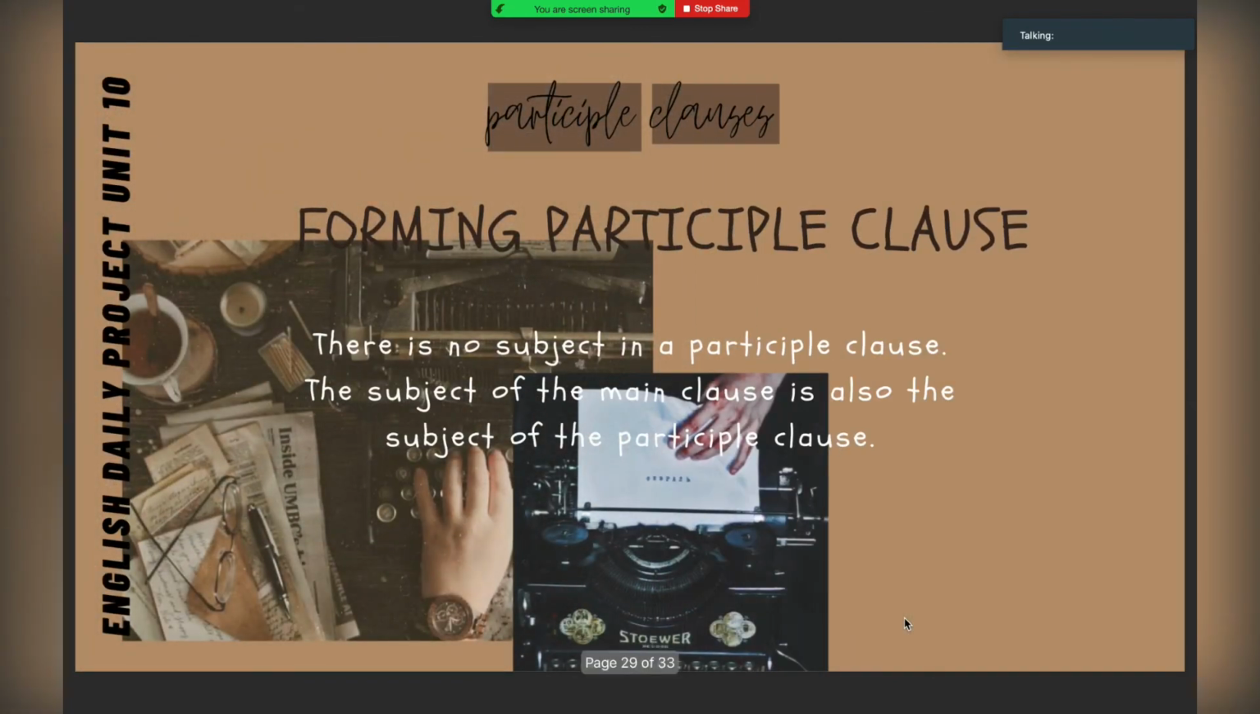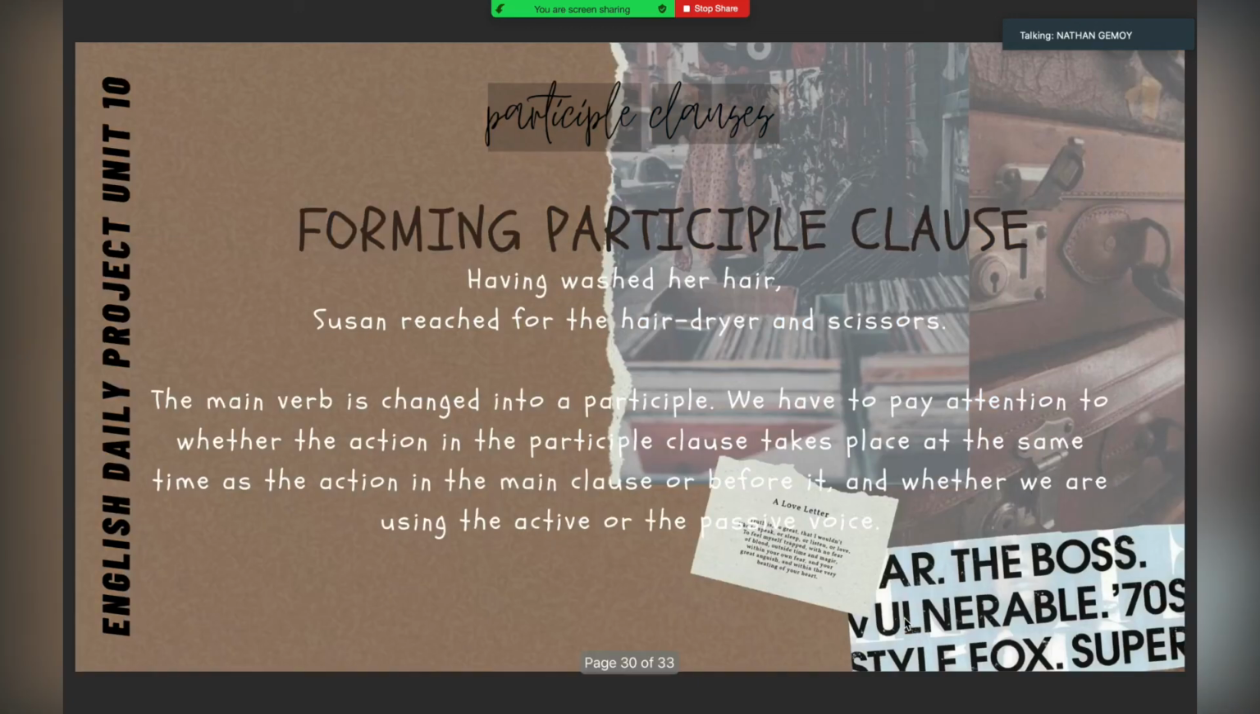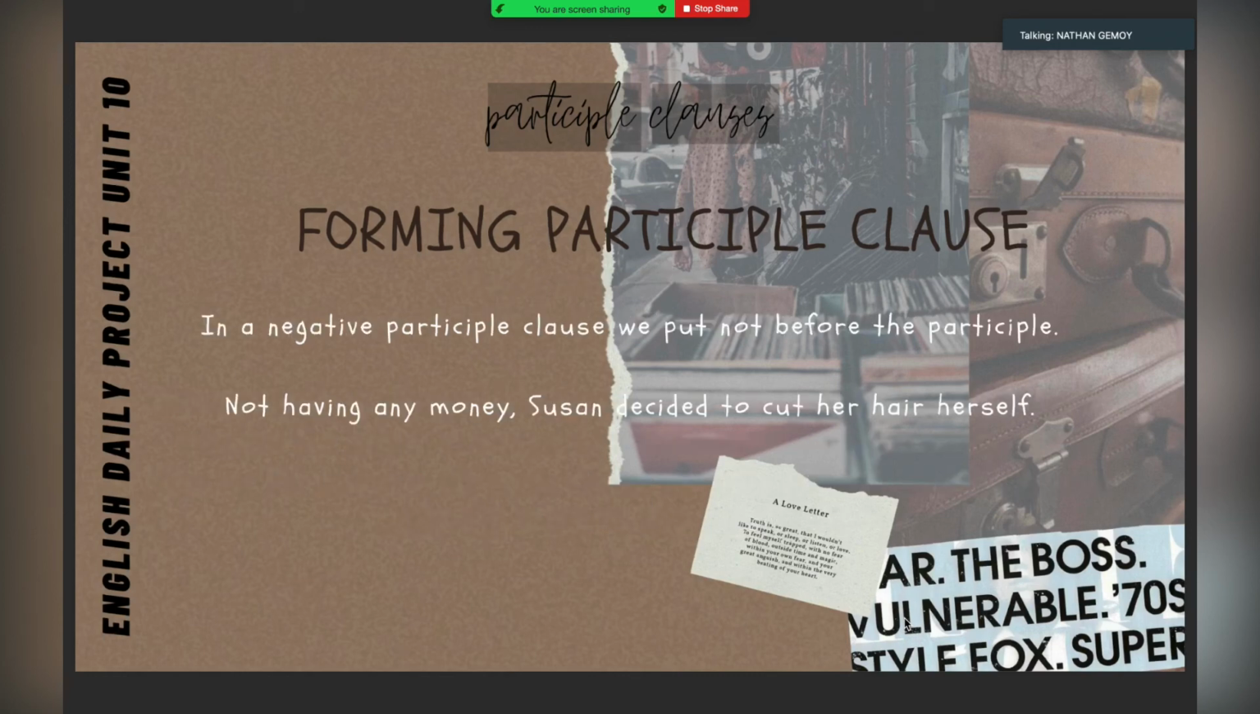Forming participle clauses. There is no subject in the participle clause. The subject of the main clause is also the subject of the participle clause. For example, having washed her hair, Susan reached for the hair dryer and scissors. The main verb is changed into a participle. We have to pay attention to whether the action in the participle clause takes place at the same time as the action in the main clause or before it, and whether we are using the active or the passive voice. In a negative participle clause, we put not before the participle. Not having any money, Susan decided to cut her hair herself.